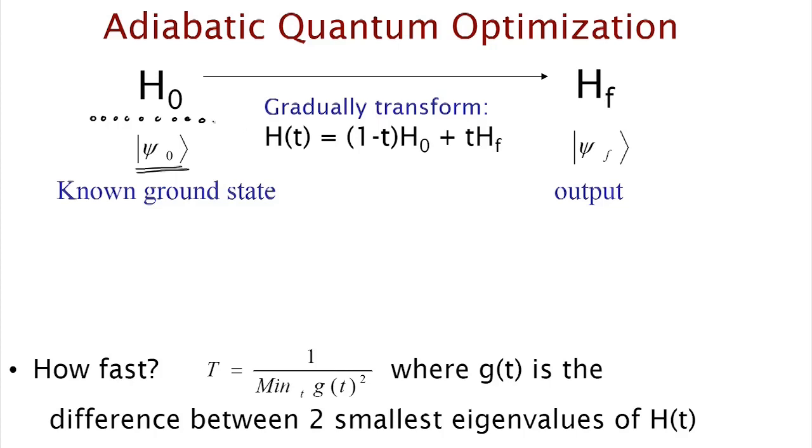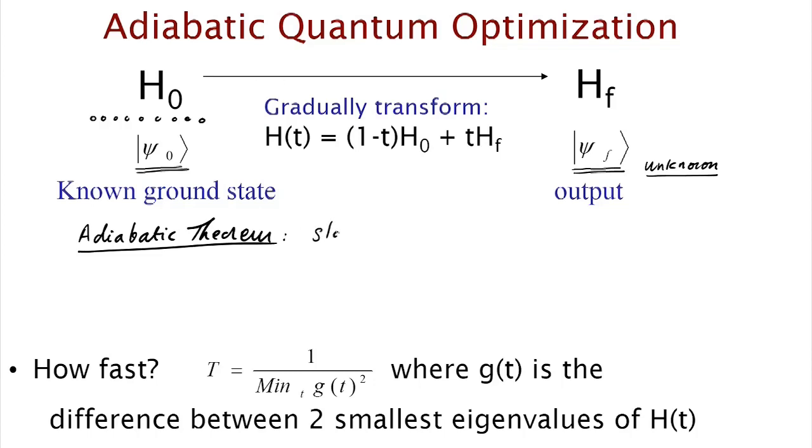And how do we transform it? We write it as a convex combination of H0 and H sub f, and we gradually increase t from 0 to 1. So we have a dial, and we gradually turn it until we get to H sub f. Now, the ground state of H sub f is phi sub f, and this is unknown. And moreover, we set it up so that finding this ground state is exactly the problem that we are trying to solve. Now, there's a theorem called the quantum adiabatic theorem, which says that if you do this transformation slowly enough, then you actually track the ground state.